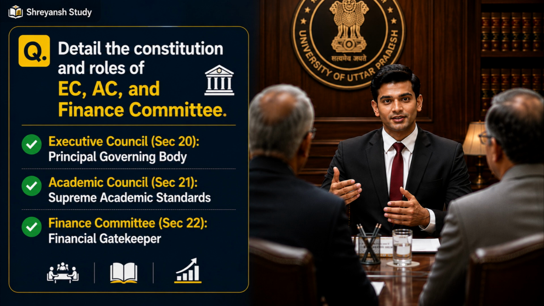Finance Committee, Section 22, the financial gatekeeper. It reviews the annual budget estimates, monitors income and expenditure, and advises the EC on all financial matters. No expenditure outside the budget can be approved without its recommendation.